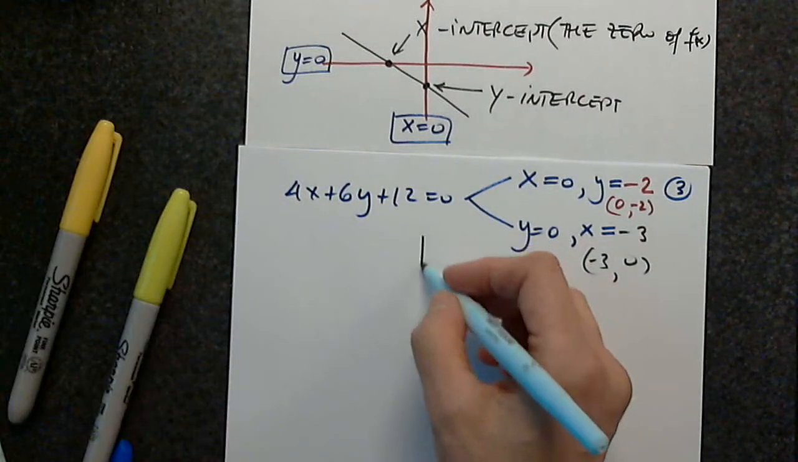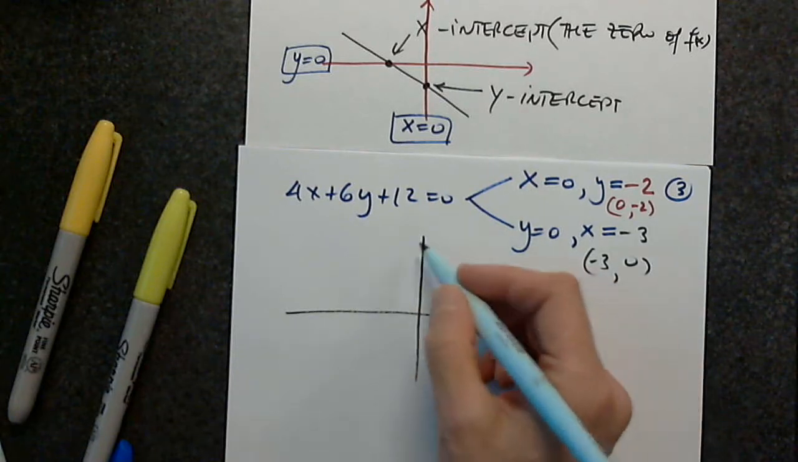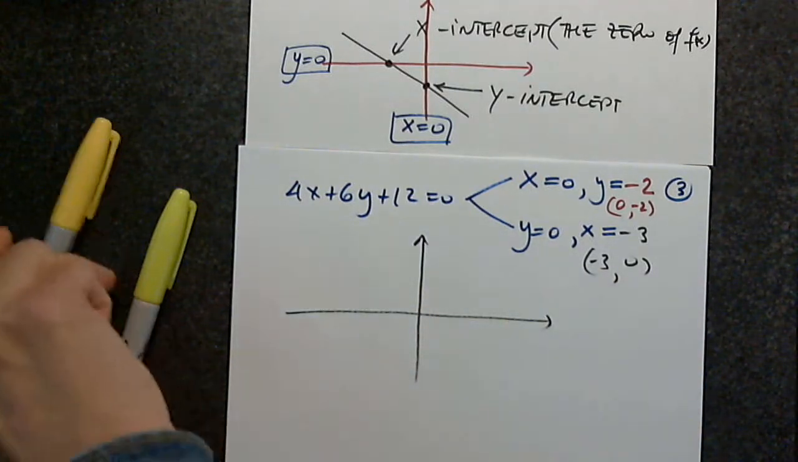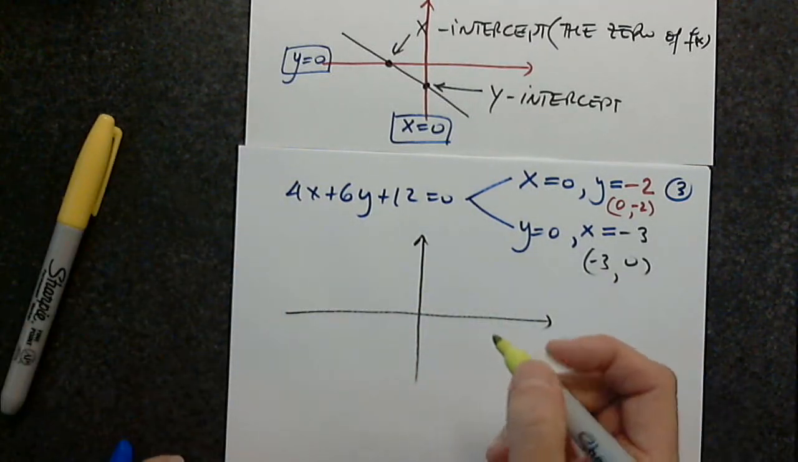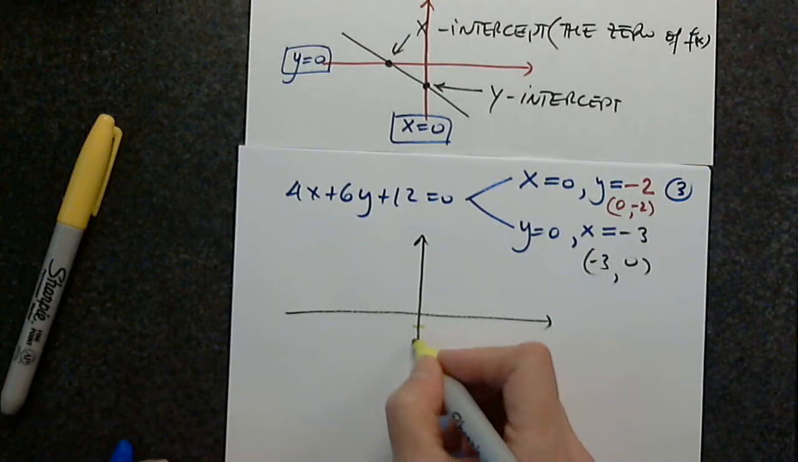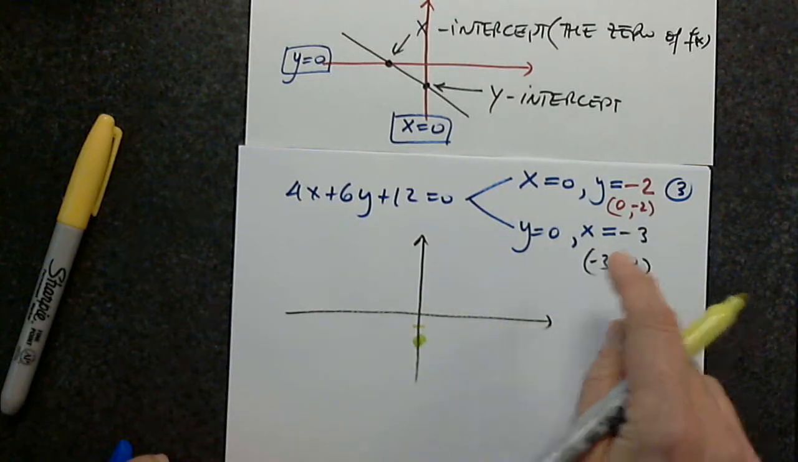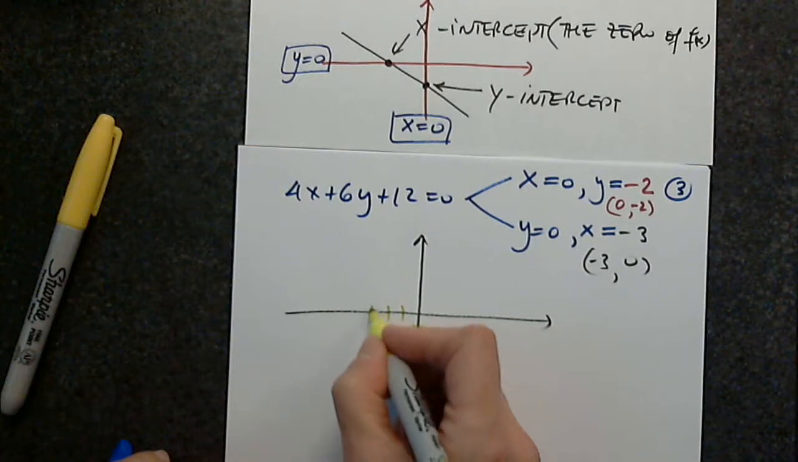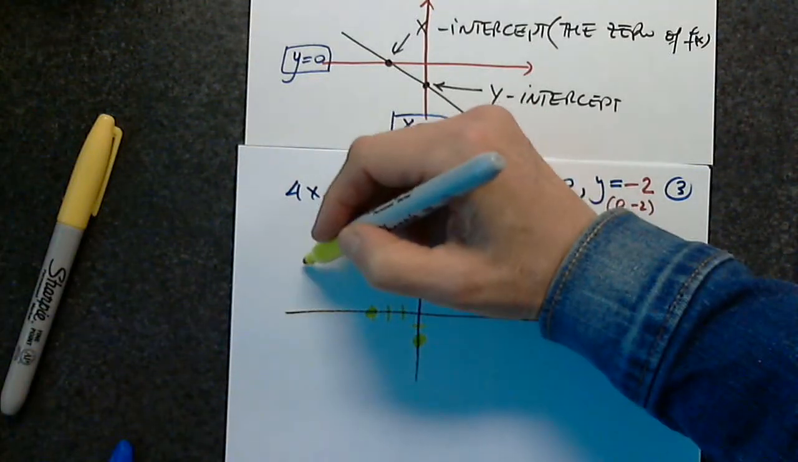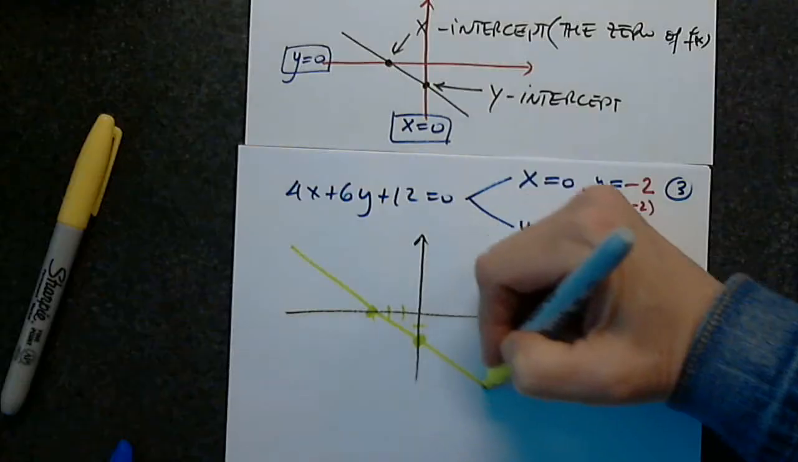So now I'm ready to graph. I will plot 2 points, 0, negative 2, which is this point, and I will plot negative 3, 0, which is this point. I connect the points, extend the line.